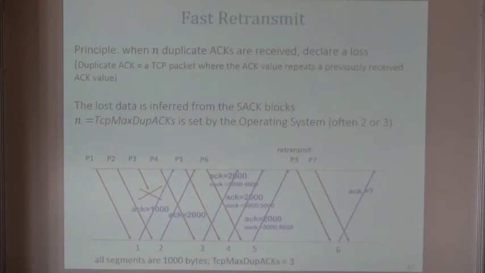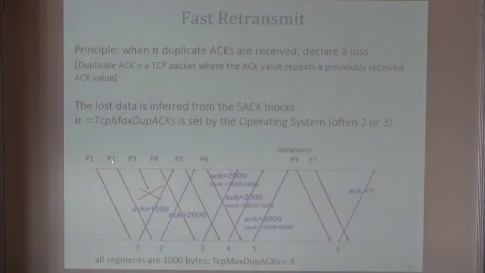In order to speed up the detection of losses, if you see duplicate acknowledgements, then you declare that this packet is lost and you retransmit it. But you don't do it if you see just one duplicate acknowledgement, but if you see more than one, so how many is more than one? It's an operating system variable. I think Windows does 3, many systems do 2. Let's say if it is 3, that means whenever you receive 3 duplicate ACKs, you will retransmit.